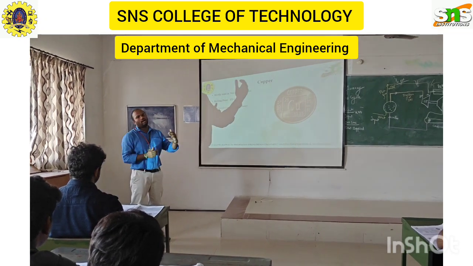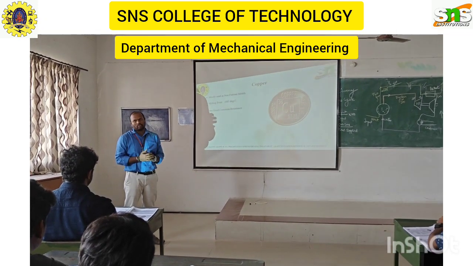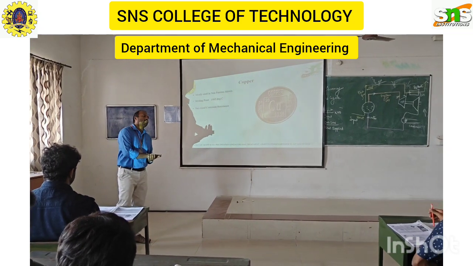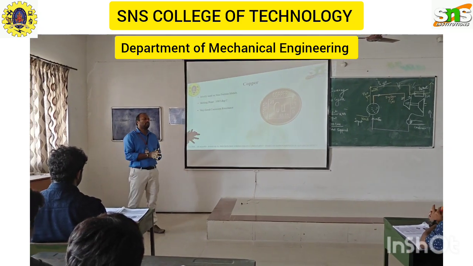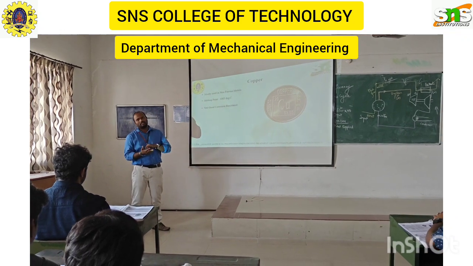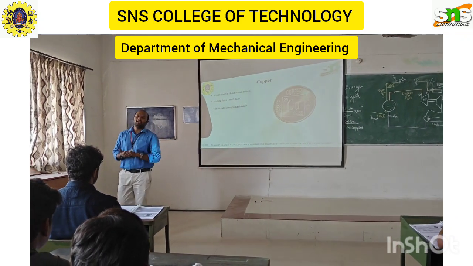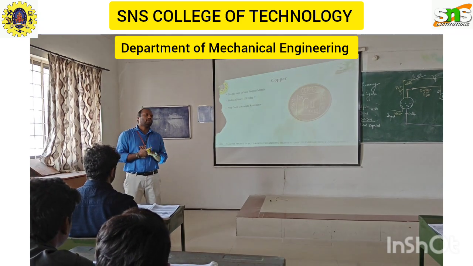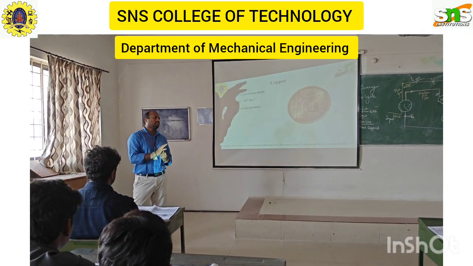Next to iron, we are predominantly using aluminum as one of the non-ferrous alloys. Equal to aluminum, we are using copper nowadays for many applications like structural applications, electrical applications, thermal applications, and sometimes industrial applications. We are using copper as one of the major alloys.